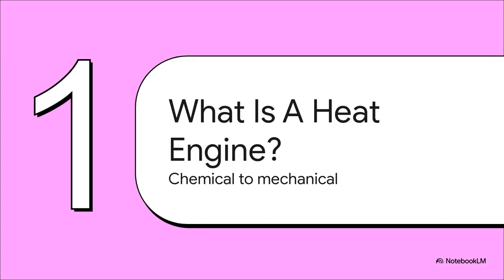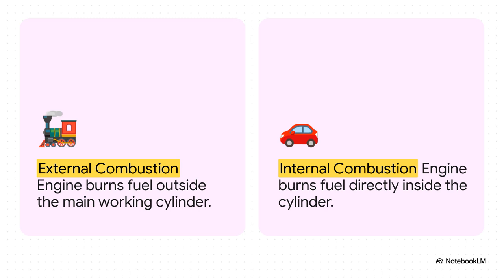So, part 1. What exactly is a heat engine? It's all about converting chemical energy to mechanical work. At its absolute most basic level, an automobile's engine is what we call a prime mover. It's basically a brilliant energy translator. It's designed to take the chemical energy stored securely in your fuel, transform it into thermal energy, or, well, heat, and then convert that heat into useful motion.